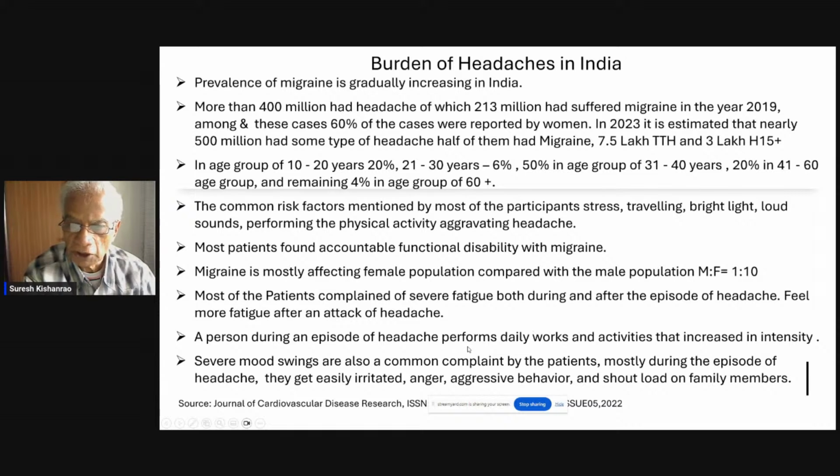Usually, many people carry on their work though they have a headache, but the activity increases the intensity of the headache, and sometimes the quality of the work done will not meet their own standards without the headache. The factors which trigger headaches are mood swings, and in turn the patients usually get irritated, angry, show aggressive behavior, and shout at the family members.